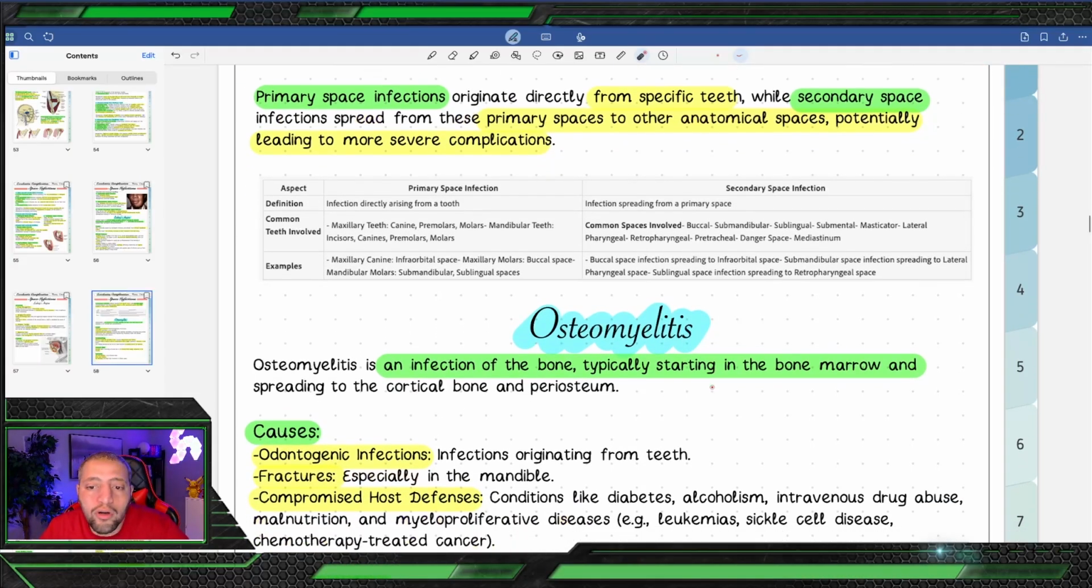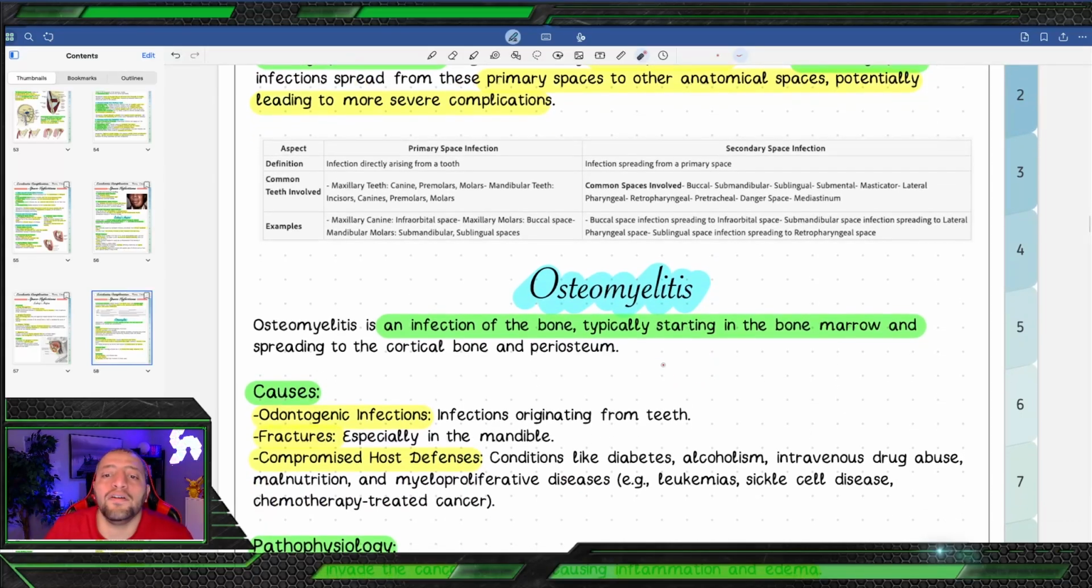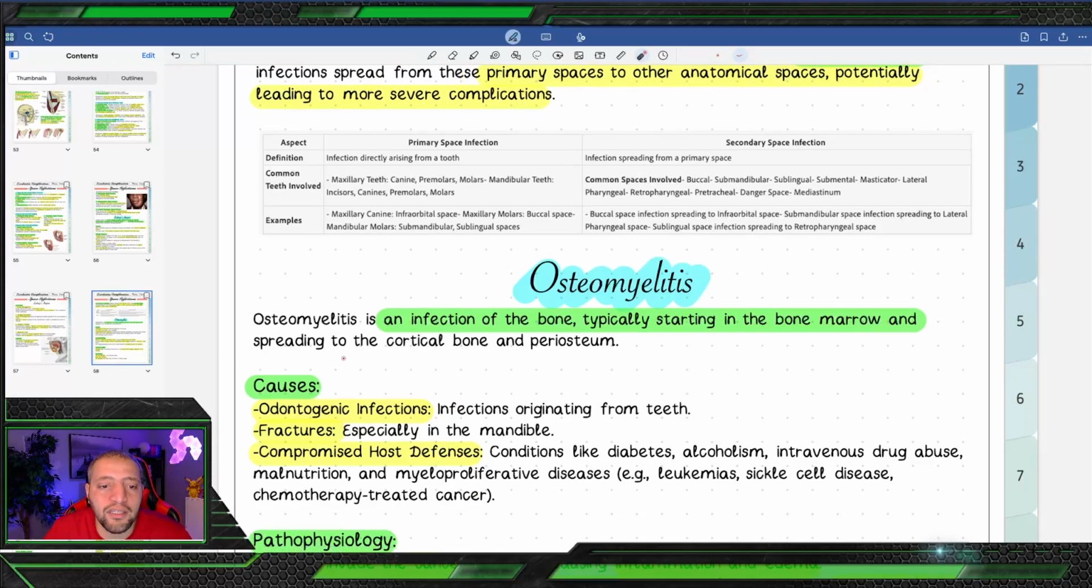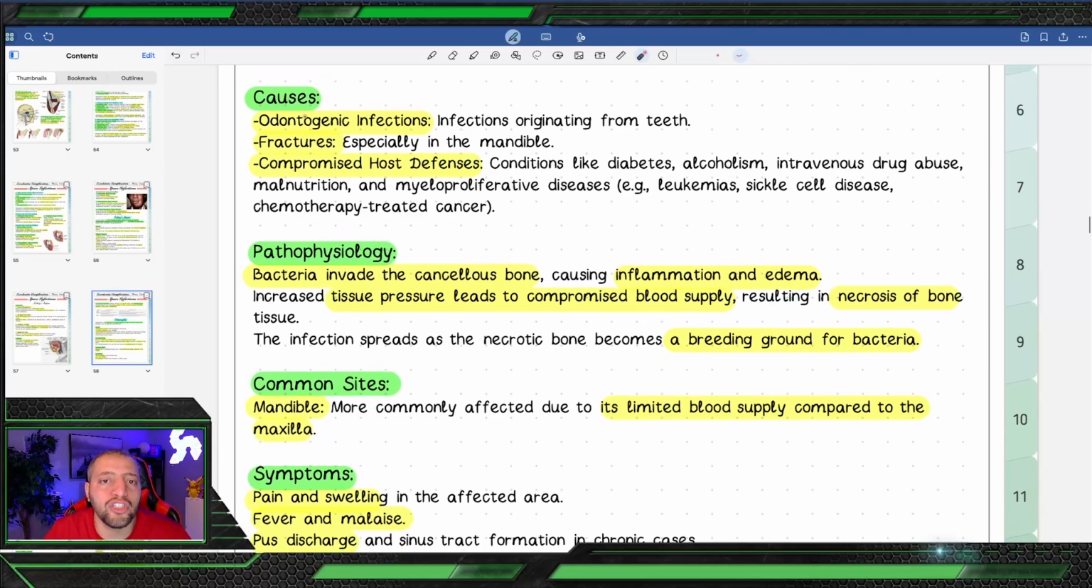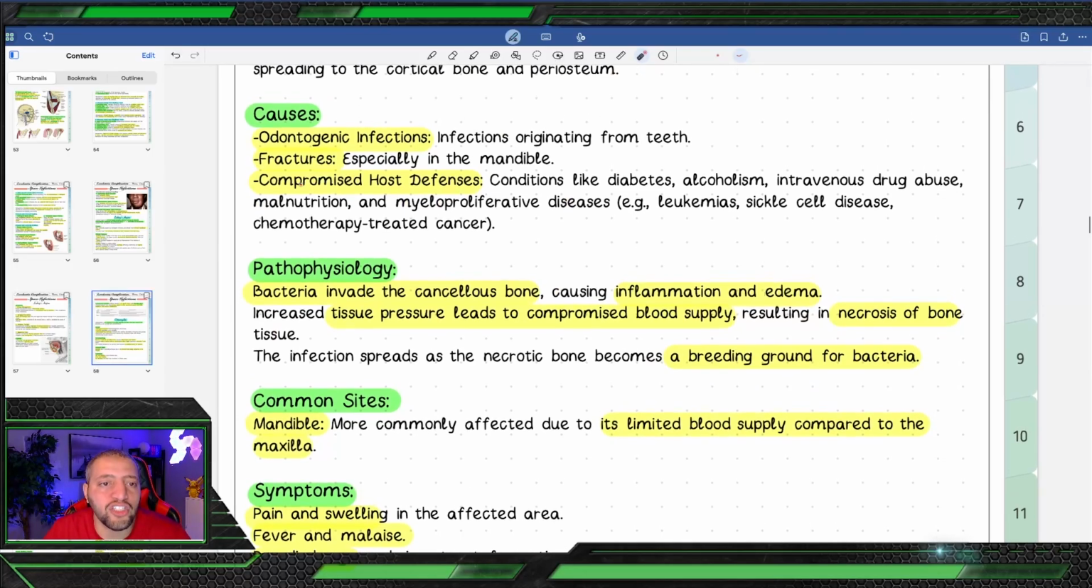Okay, one more complication that might happen for the patient after extraction, which is osteomyelitis. This is infection of the bone, typically starting in the bone marrow and spreading to the cortical bone and periosteum. Causes: most commonly odontogenic infection, sometimes due to fracture or compromised host defense. Pathophysiology: bacteria invade the cancellous bone, causing inflammation and edema. Increased tissue pressure leads to compromised blood supply, resulting in necrosis of the bone.